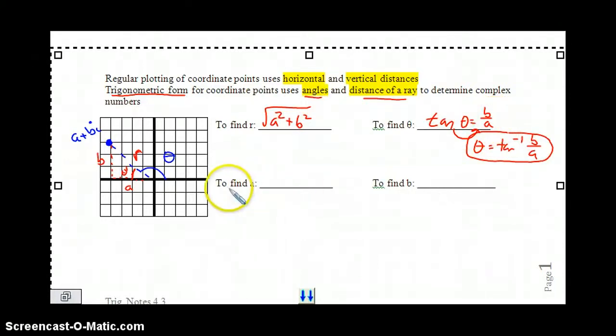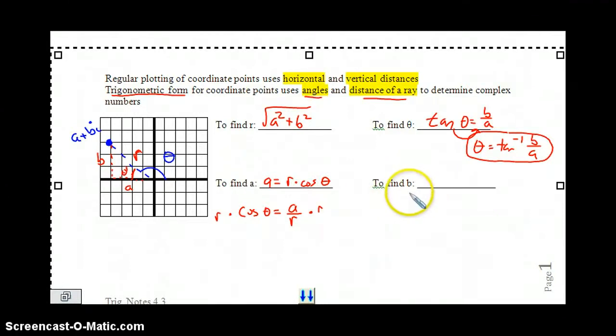To find a, if I want to know this side, because it's the adjacent side, I can use the cosine. I know the cosine of theta should be equal to a over r, but if I want to actually just know what a is, I would need to get rid of the r. So I'd multiply both sides by r. And that would leave me with a being equal to r times the cosine of theta.